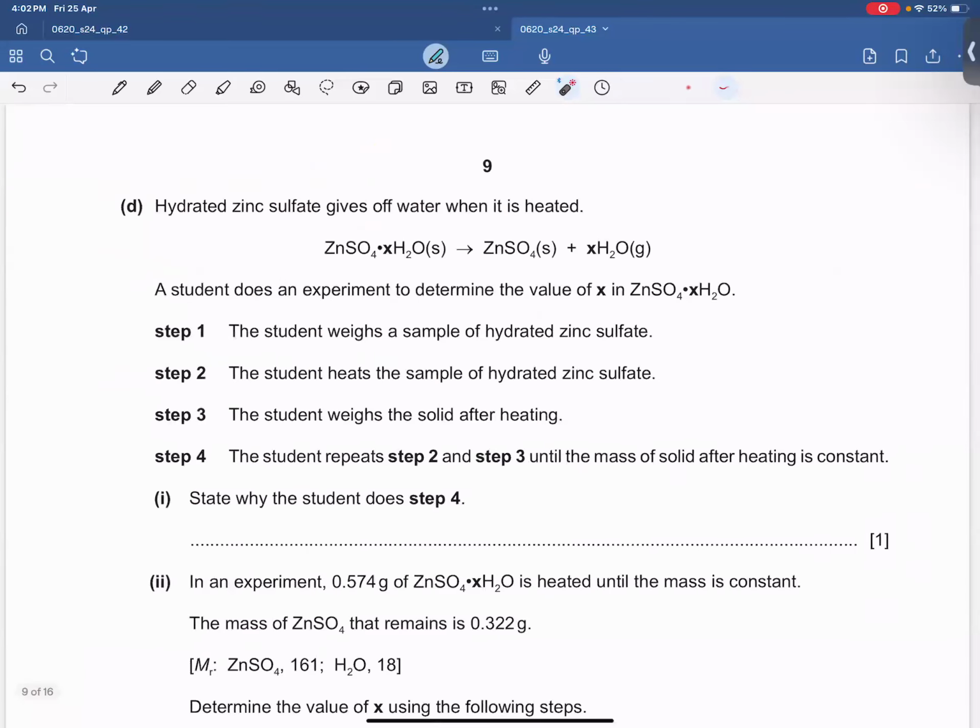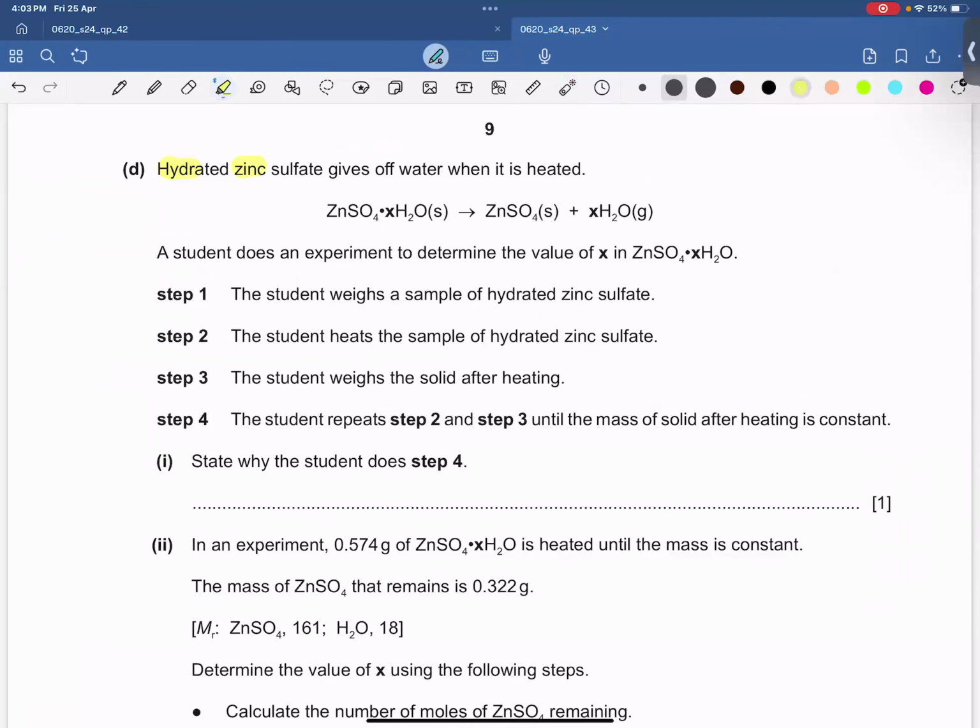Next, hydrated zinc sulfate gives off water when it is heated. A student does an experiment to determine the value of X. The student weighs a sample, the student heats the sample, the student weighs the solid after heating, the student repeats step 2 and step 3 until the solid mass is constant. State why the student does step 4.